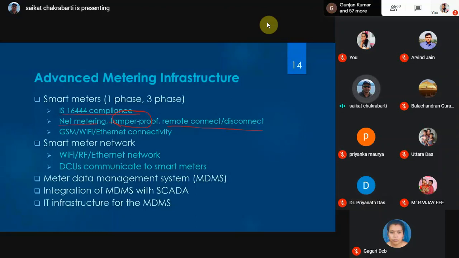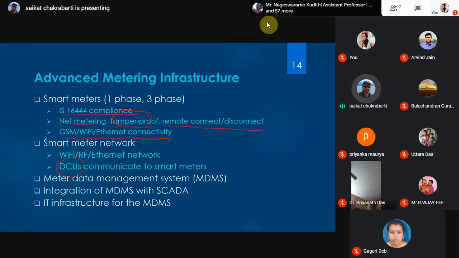Another key feature of the smart meter is that it has to have connectivity. So this is there, and then you have to have a smart meter network. These are data concentrating units. Typically, what happens? Several smart meters communicate to a data concentrating unit, and from the data concentrating unit, data is transferred to the control center. So that is a very typical architecture.